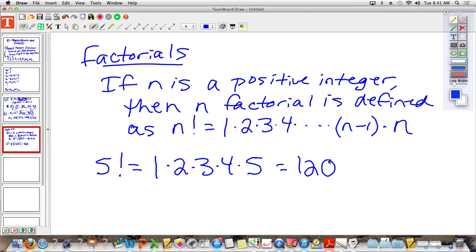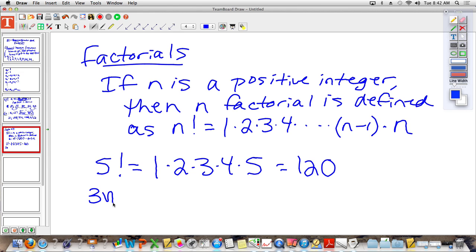If you're going up to 1,000, that's 1 times 2 times 3 times 4 times 5 times 6 times 7, all the way up to 1,000. That's a really big number. All right. Do I need to do a bunch more examples of this, or are we good? We're good.